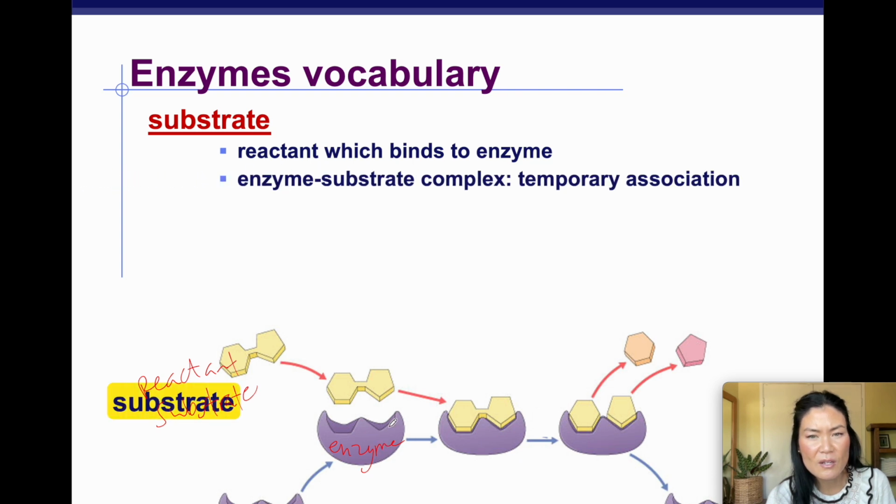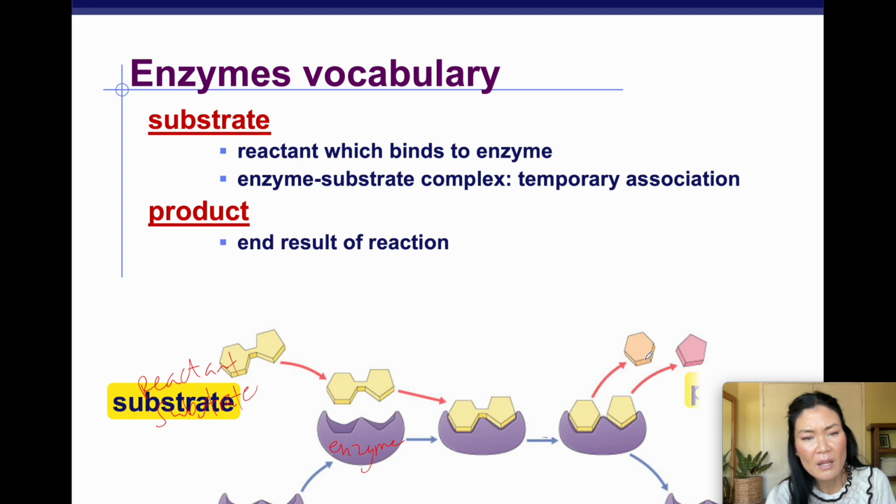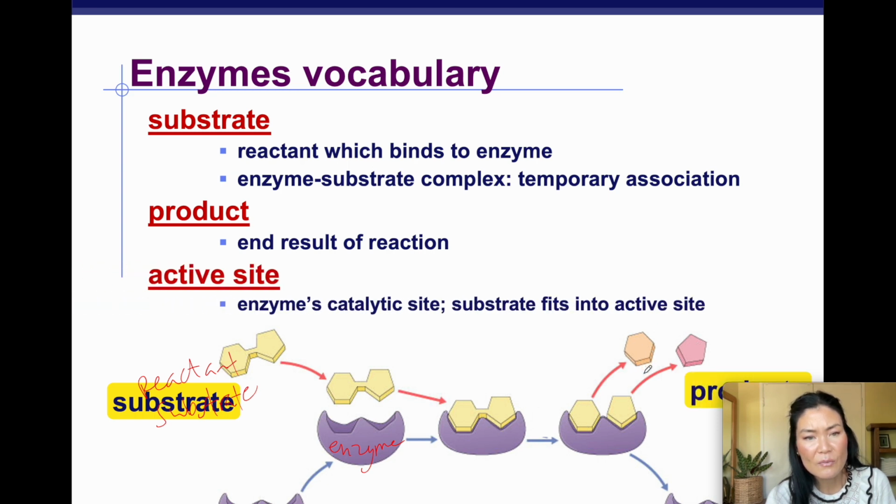So there's our substrate. And when it binds to the enzyme, it's called the enzyme-substrate complex. They're together. It's a temporary association. They only stay together for a split second, and then you end up with a product, okay? The end result of the reaction is called the product. Where the substrate fits, that's what we call the active site. That's the site of attachment for the substrate or the reactant, okay?